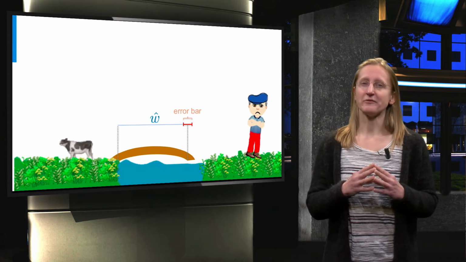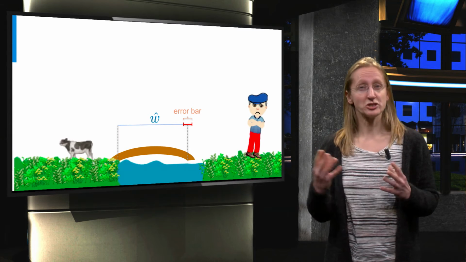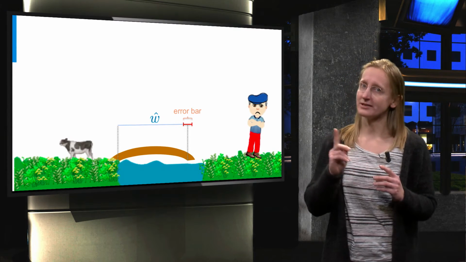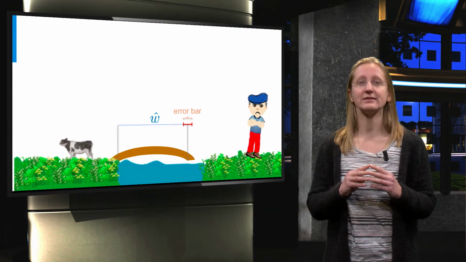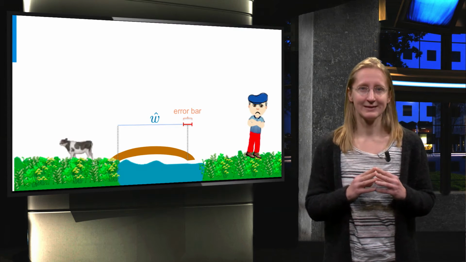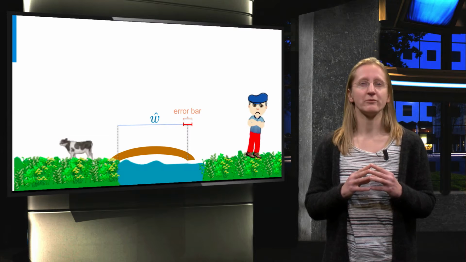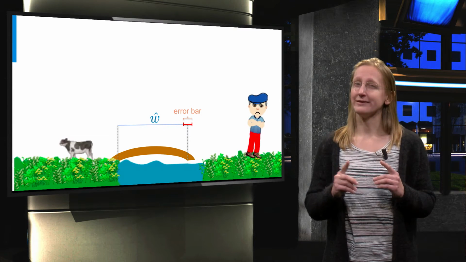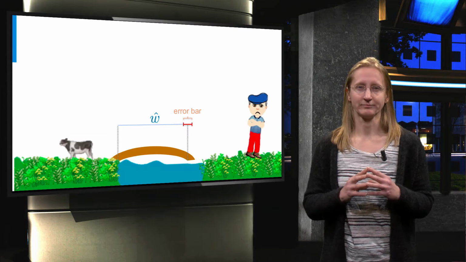Here's our famous farmer again, who had a bridge built based on the estimated canal width and taking into account the precision as indicated here with the error bar. Clearly, he's still not happy with the result. Even though the precision is okay, apparently the accuracy is not.